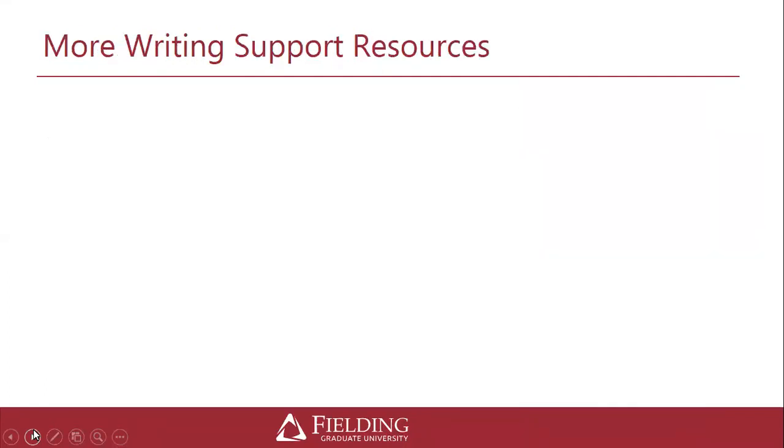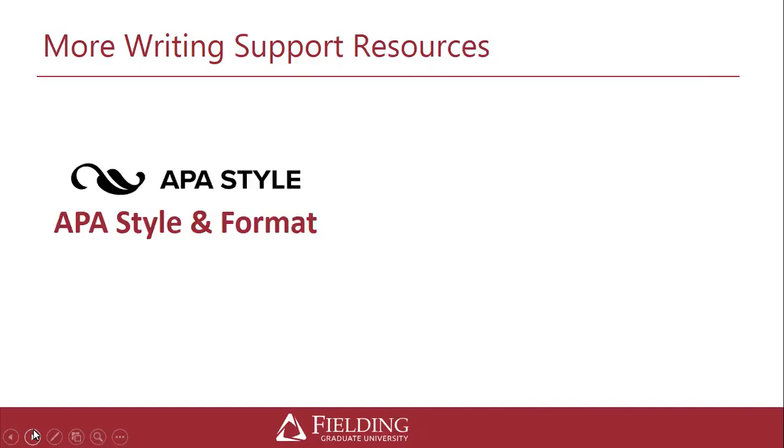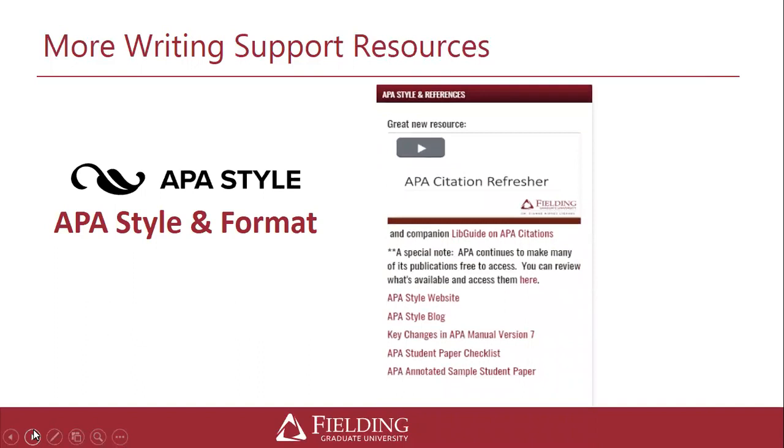Within and outside the Moodle page, I want to call your attention to some additional resources. Many students ask about resources to support correct APA style and format. The Writing Support Moodle contains a number of APA resources, which can be found on the front page in the APA Style and References block, as shown here. This is on the left side of the page. These are also found within the Writing Resources section. Many of the resources here come from and are supported by Fielding's library, and library staff also conduct periodic webinars and provide excellent resources and support on APA format and citations.